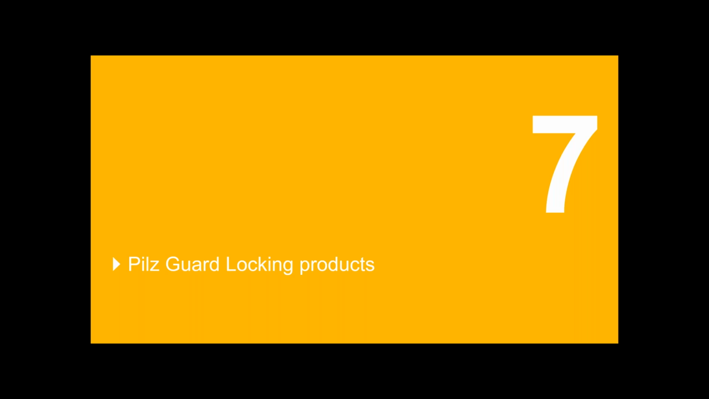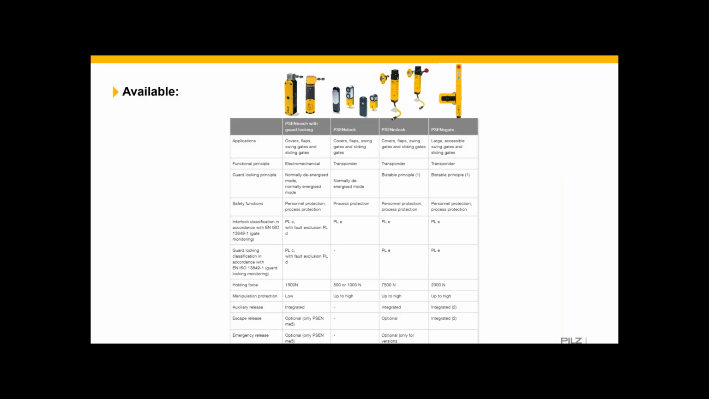So just to run through some Pilz guard locking products, some you'll be familiar with. We have our PCM mech with guard locking, which pretty much covers covers, flaps, swing gates, sliding gates. We have our PCN S-lock, again for covers, flaps, swing gates, sliding gates, etc. PCN M-lock, and we have our PCN S-gate. Both are typically used for whole body access applications as well.